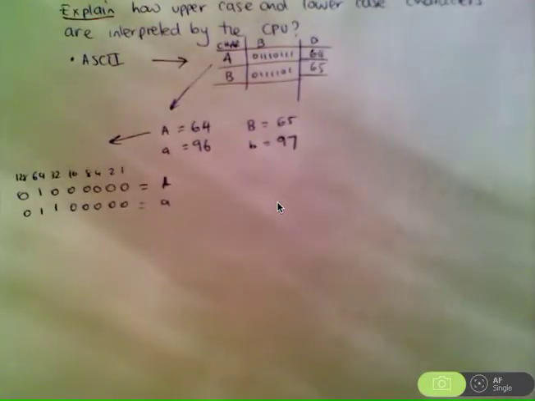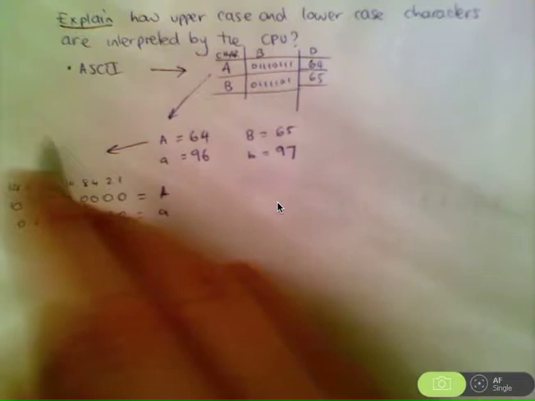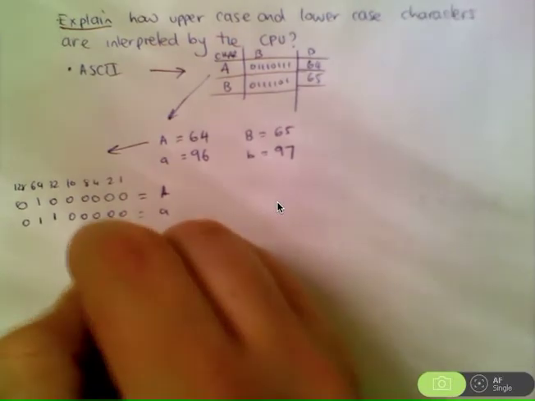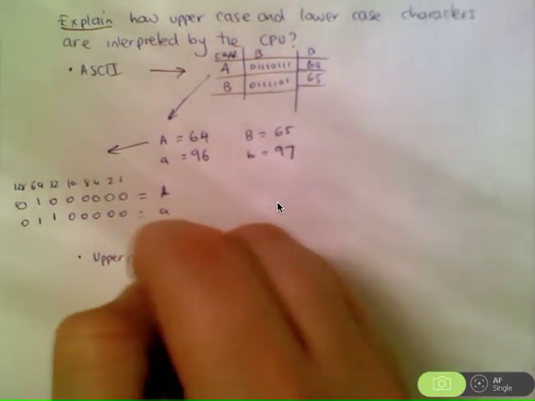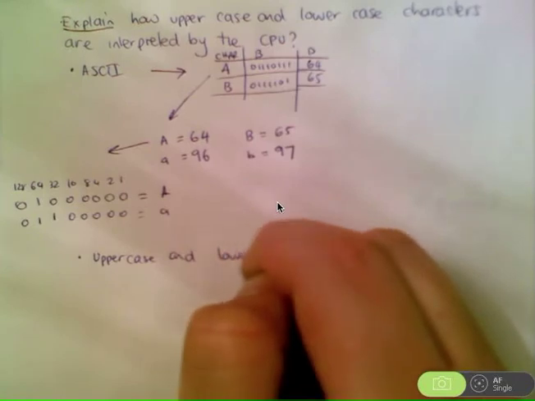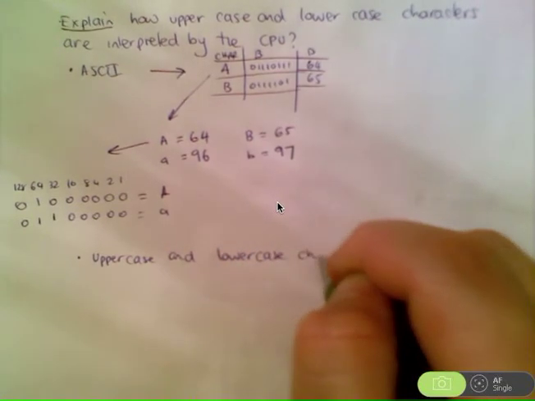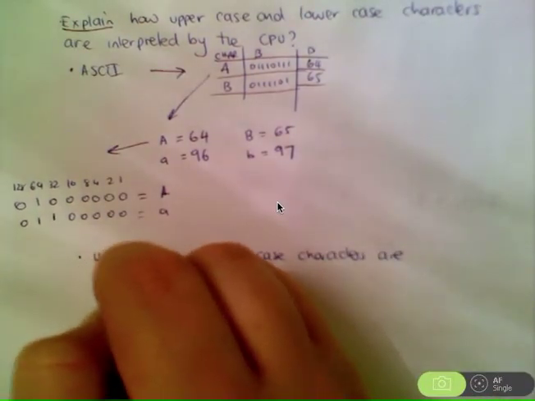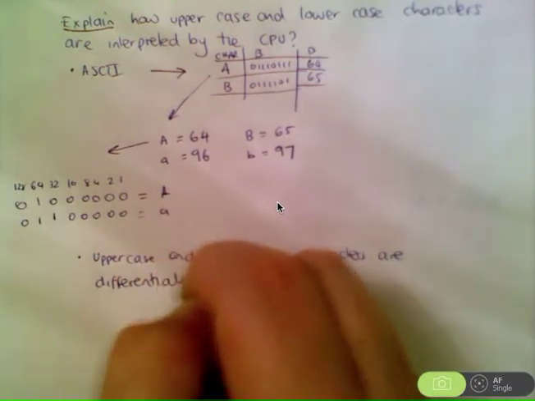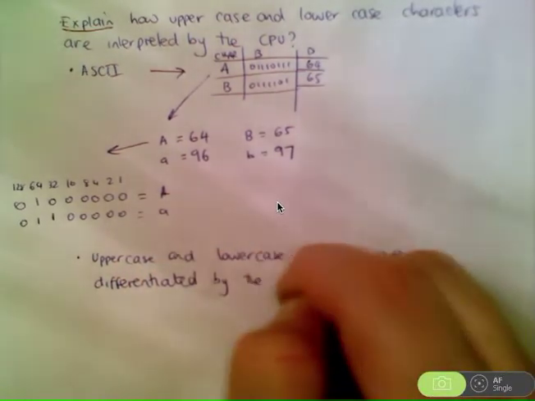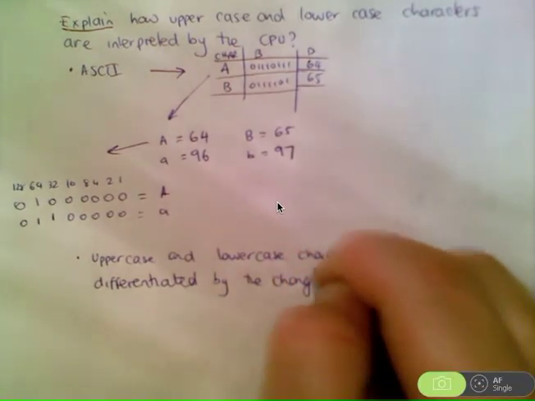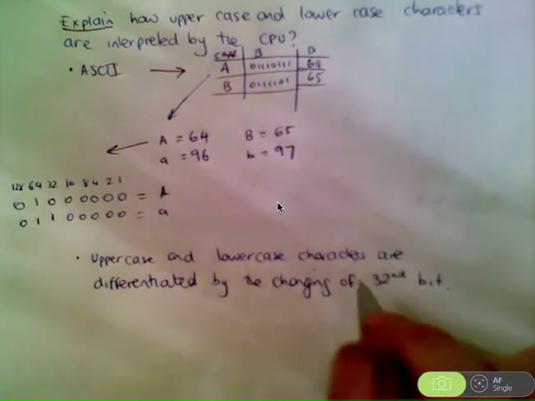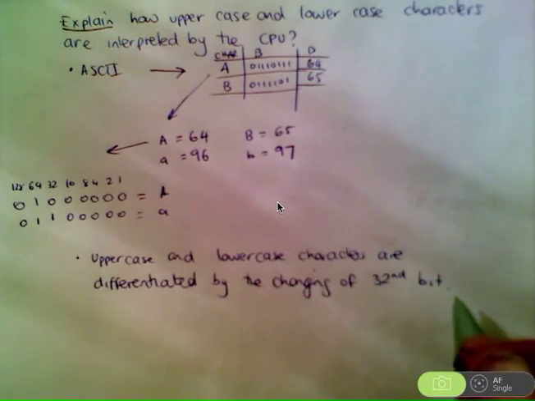So for our explain, cause and effect, how uppercase and lowercase characters are interpreted by the CPU, I would write something like this: uppercase and lowercase characters are differentiated by the changing of the 32nd bit. That there I'm showing the cause of it.